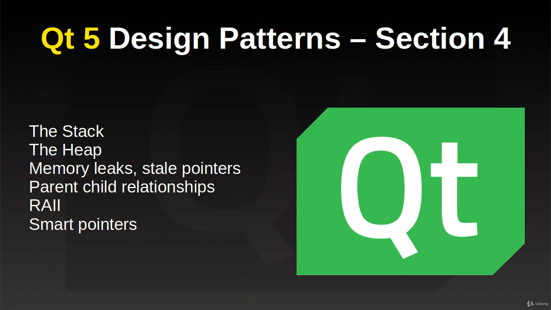This is Qt 5 Design Pattern Section 4. We're going to talk about memory, and we often overlook this, especially when we're way beyond the advanced part of C++ and we're just in our zone and we're coding. So we're going to dial it back. We're going to talk about the stack, the heap, memory leaks and stale pointers, along with how Qt does memory management, including the parent-child relationships, RAII, and smart pointers.